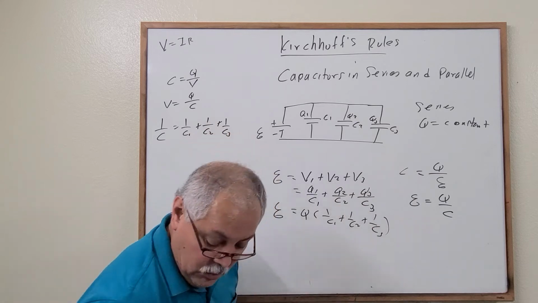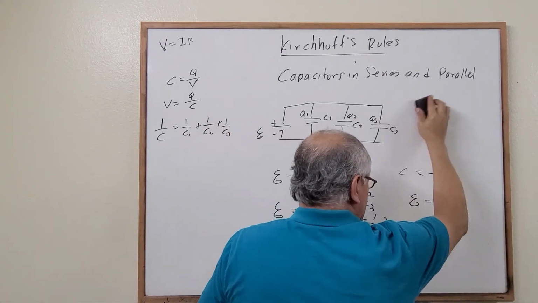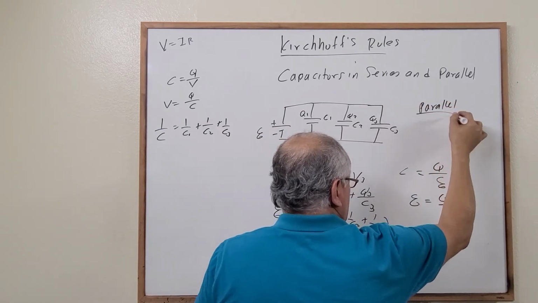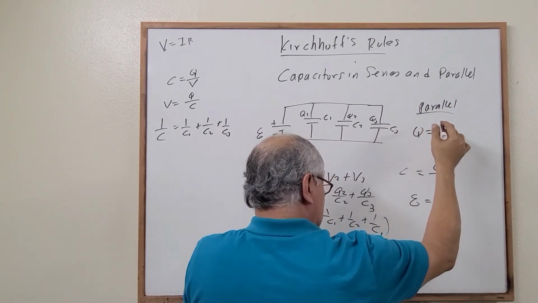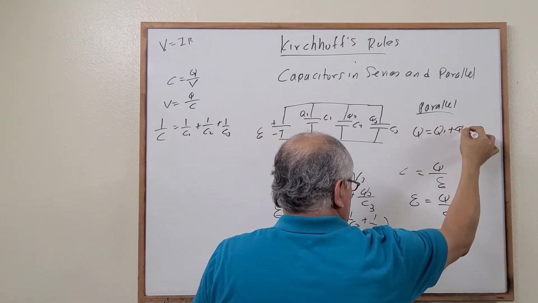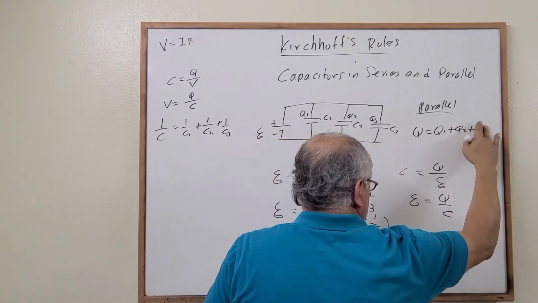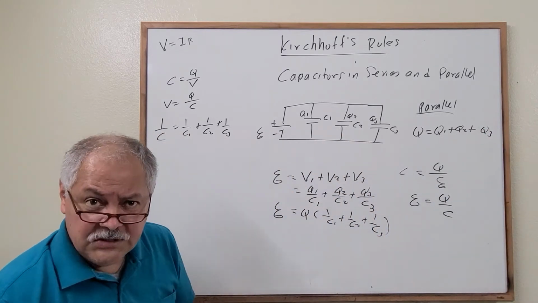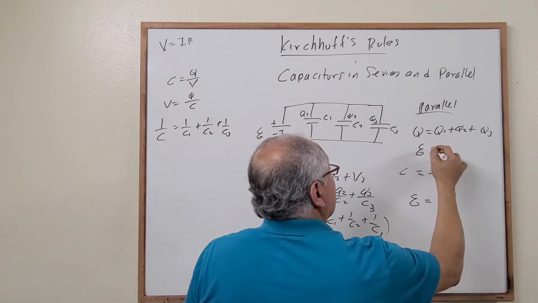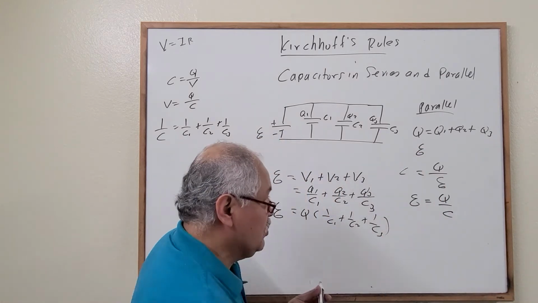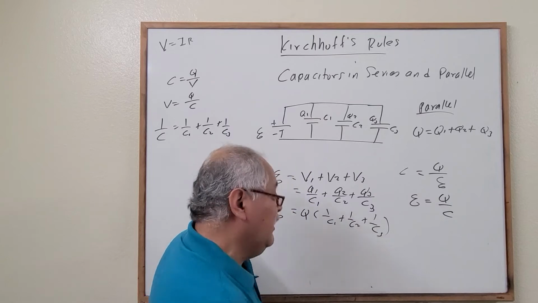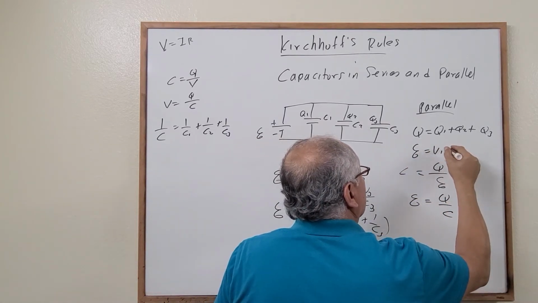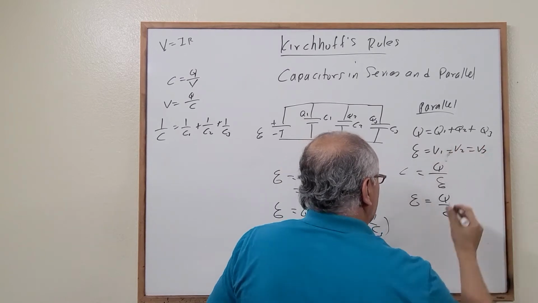In this case, when we're dealing with a parallel circuit, the total charge is equal to charge 1 plus charge 2 plus charge 3. And the voltage is constant, right? The voltage drops are constant. Means what? Well, again, this symbol is equal to V1 is equal to V2 is equal to V3.